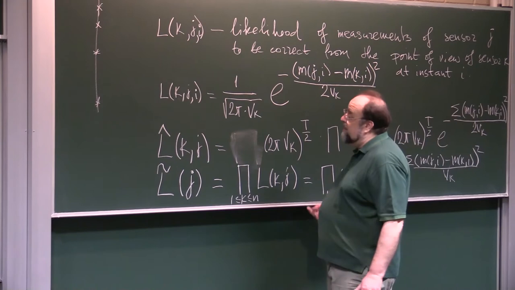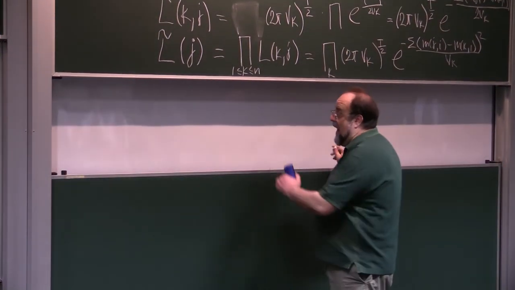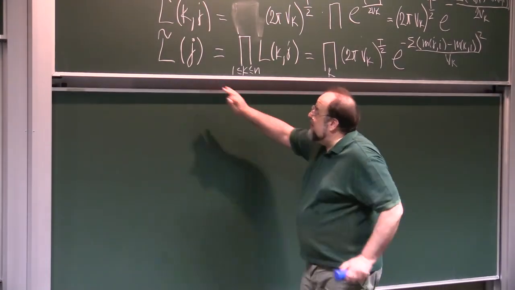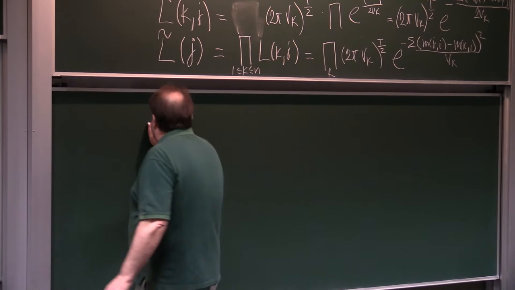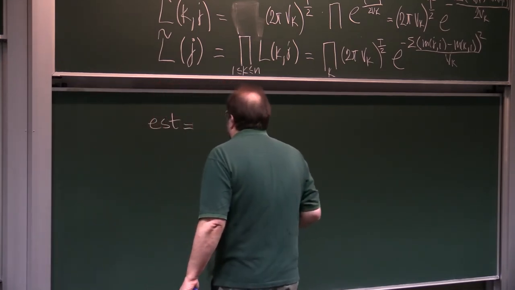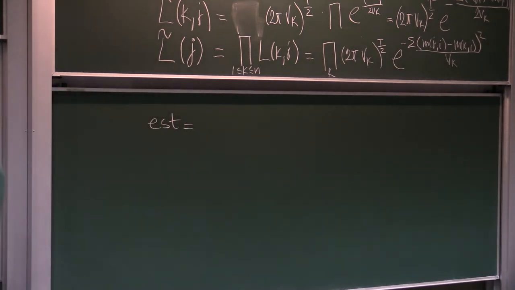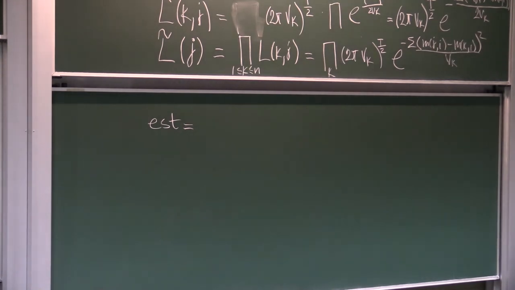So now we give weight to each sensor according to the likelihood of its measurements from the cumulative perspective of all sensors. So then the new estimate will be, let me make sure that I didn't forget the formula. So that's this, and then these are the weights.